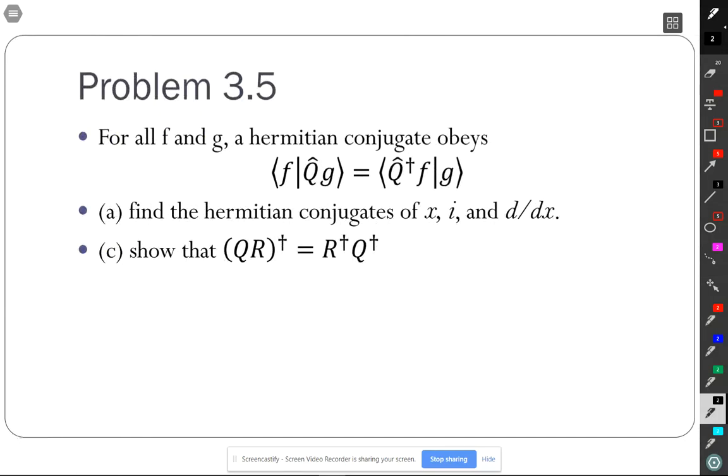So, problem 3.5. If you look in your textbook, problem 3.5 is on page 98. It says the Hermitian is defined with this function that I put: bra f, ket Q operator g, is equal to bra Q operator adjoint f, g. And then we have part A, find the Hermitian conjugate for 3 different things, and part B, show that the adjoint of QR combined is R adjoint Q adjoint.